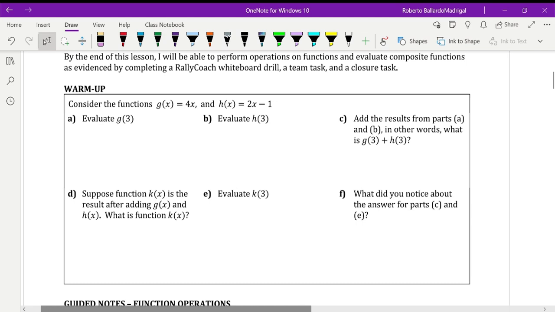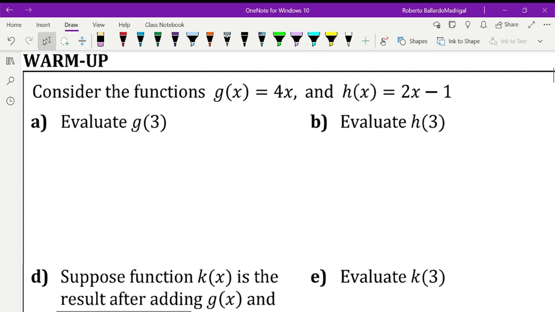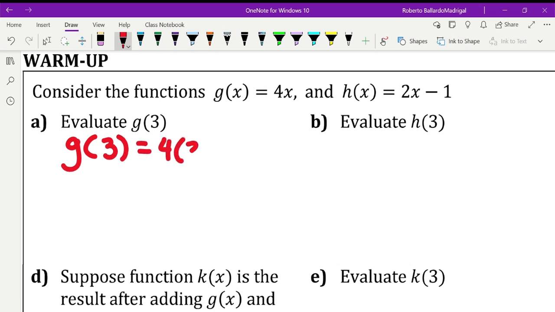Okay, let me get your attention over here, please. We're going to go over the warm-up now. Most of you were able to complete all of it, so that's very good. Let's take a look at what we got as our answers. If we want to evaluate g of 3, that means we are plugging in 3 in place of x. So what is g of 3 going to equal, Sebastian? 12. Very good.